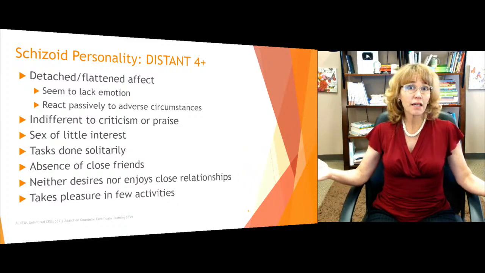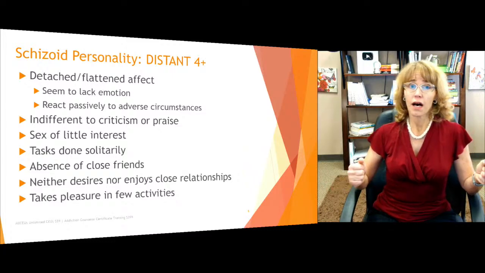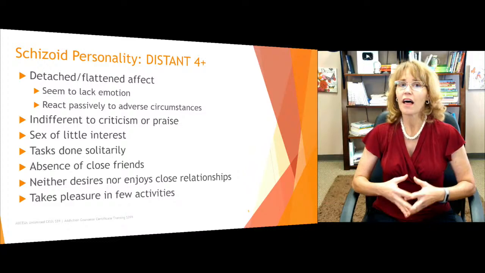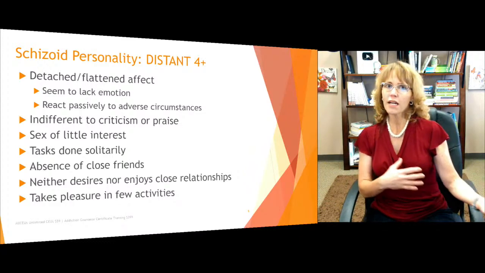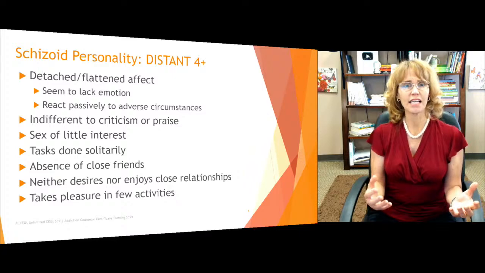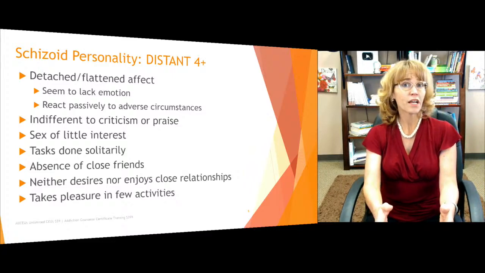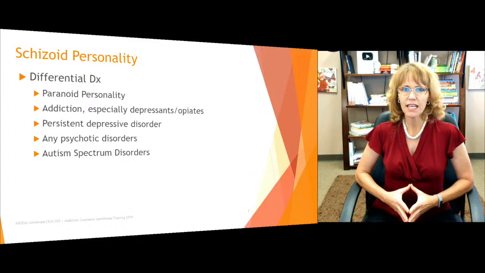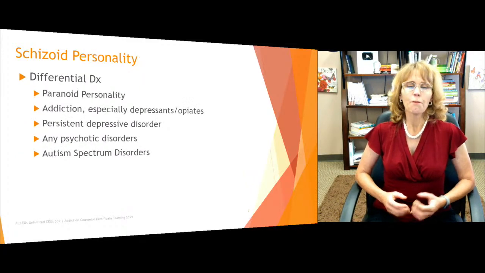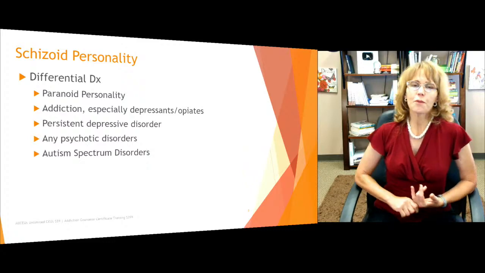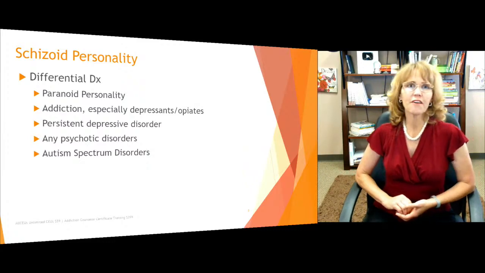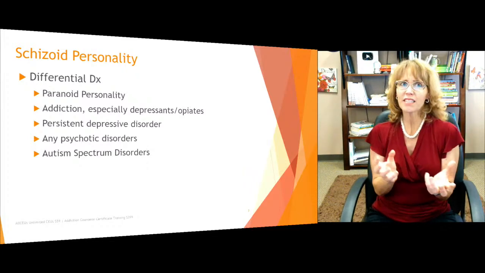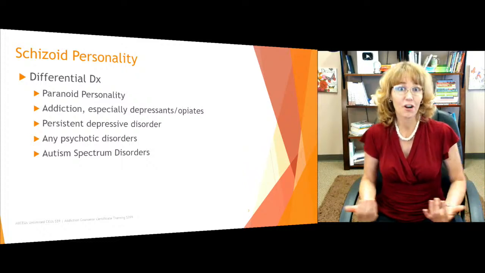And it could be that there are some neurological differences. The person could be neuroatypical. However, we want to get back to understand what's going on with this person and what is prompting these responses. Differential diagnosis, paranoid personality. If the person is avoiding others, are they avoiding them because they fear others are going to hurt them? Or are they avoiding them because they just have no use for other people at this point?